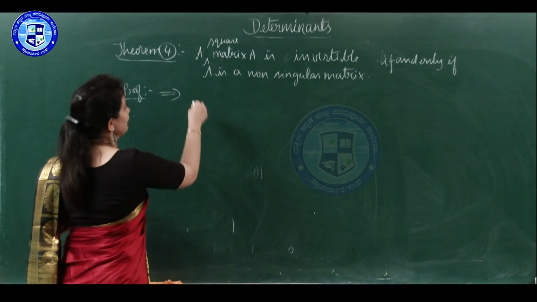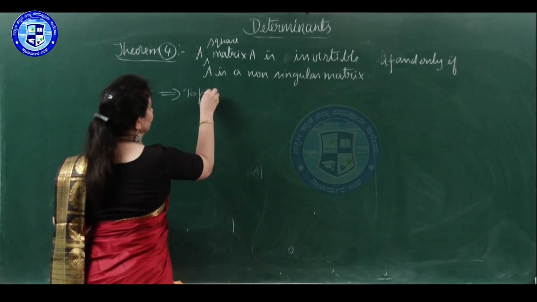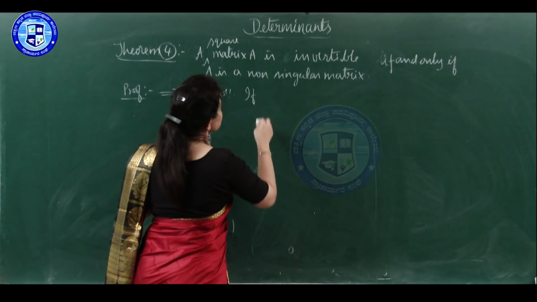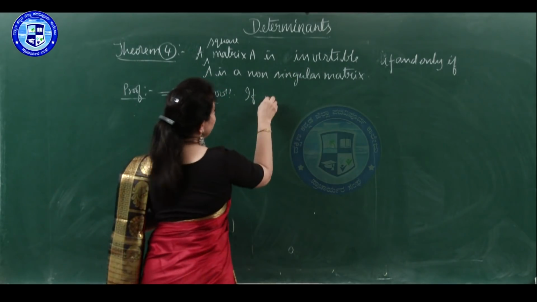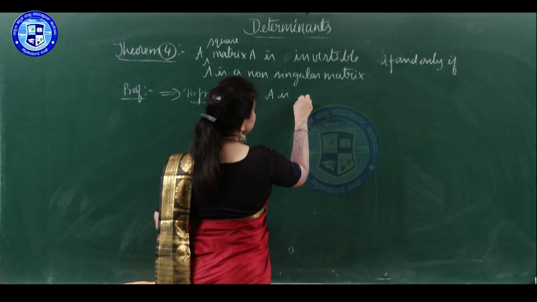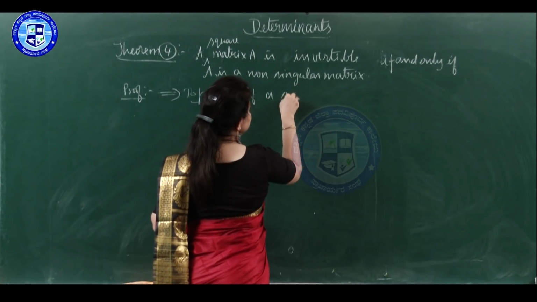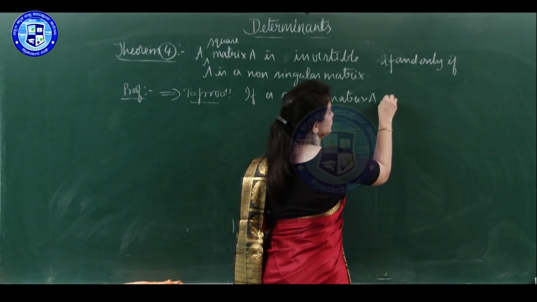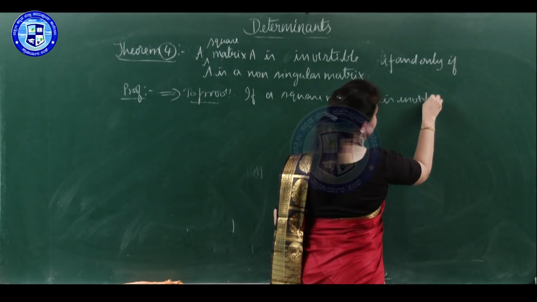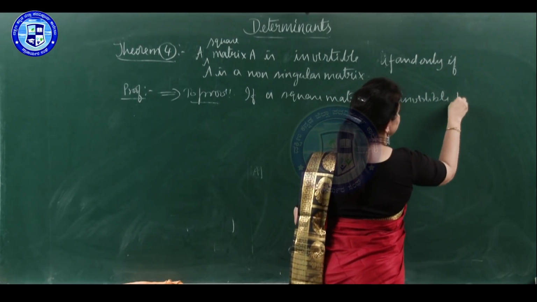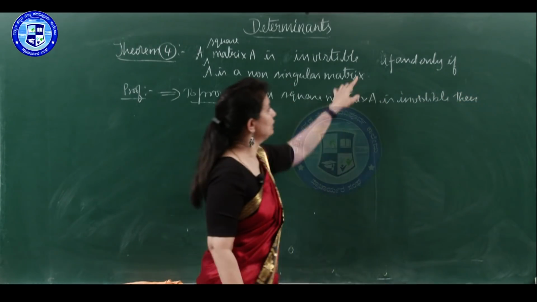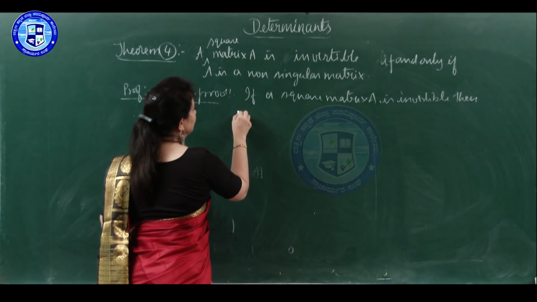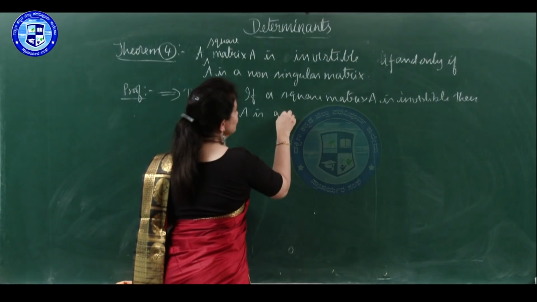So, first one, we will prove: if A is a square matrix which is invertible, if a square matrix A is invertible, then what? A is a non-singular matrix.